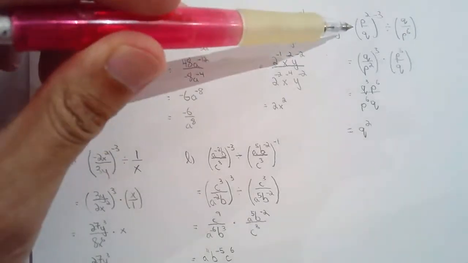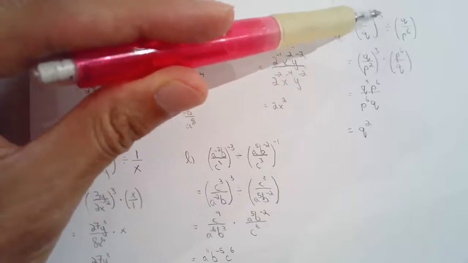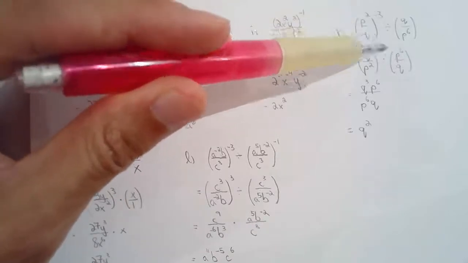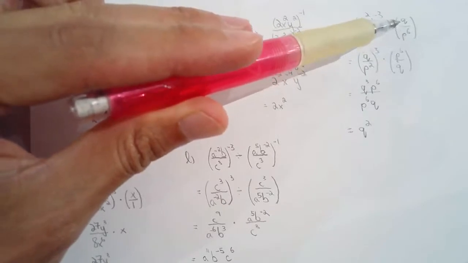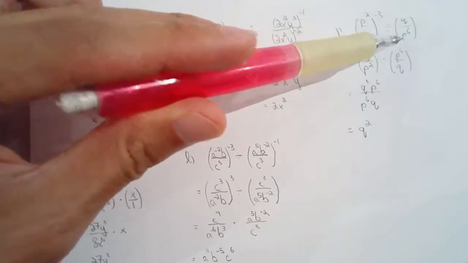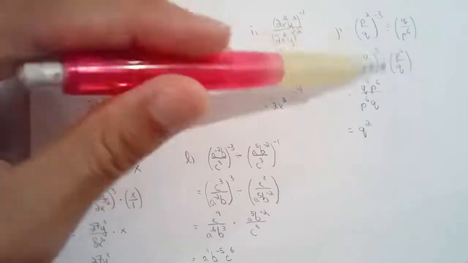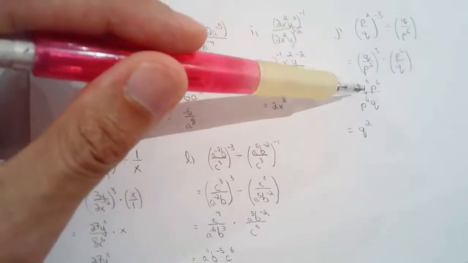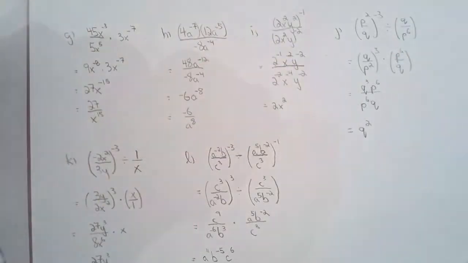For j, I took the reciprocal of the base to change this negative exponent to a positive exponent, and then be careful when I divide by q over p to the power of 6, you change it to a product of the reciprocal. Anyways, then I see that there are common factors of q and p, cancel out, and I'm done. I'm left with q squared.